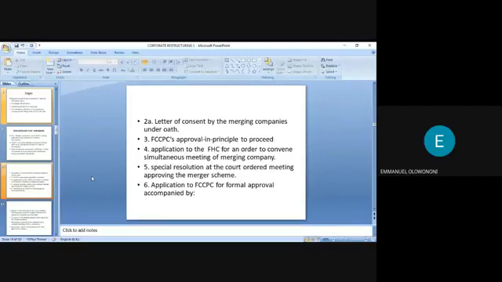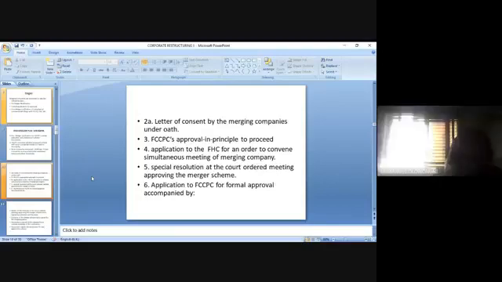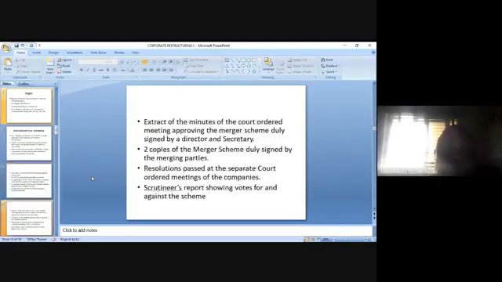And even if it's allowed, as I will show you, another application may be made that the merger approval be revoked. There is a need for a letter of consent and FCCPC approval in principle. Then application could be made to the Federal High Court to convene a meeting, a special resolution at the court order meeting approving the merger scheme. The application to FCCPC for approval must be accompanied with some documents: two copies of the merger scheme duly signed by the merging companies, the resolution passed at the separate court order meeting of the company, and an extract of the minutes of the court order meeting approving the scheme.